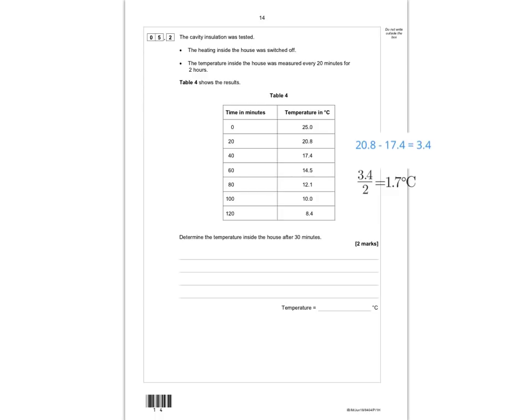So you can see the difference between them is 3.4, half the difference between them is 1.7 degrees Celsius. And so if I subtract that from 20.8, I'll get the value for 30 minutes. So as you can see here, 20.8 minus 1.7 gives you 19.1 degrees Celsius, which is the correct answer. And the marks are for finding half the difference being 1.7, and then finding the correct answer being 19.1 degrees C. Instead of doing 20.8 minus 1.7, I could have done 17.4 plus 1.7, and it would still give me the same answer of 19.1 degrees Celsius.